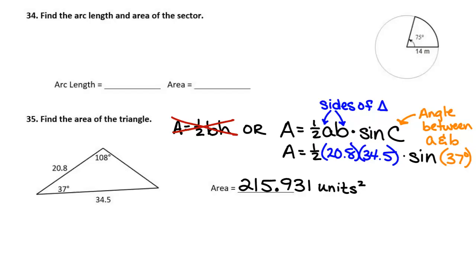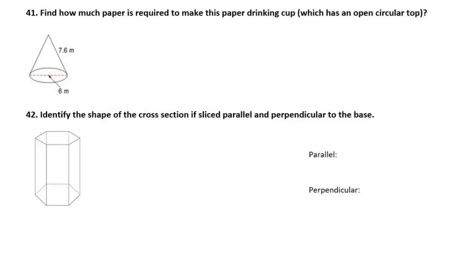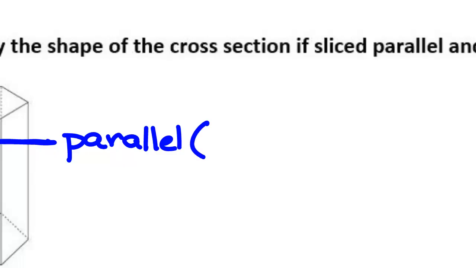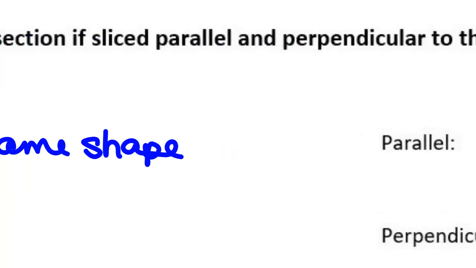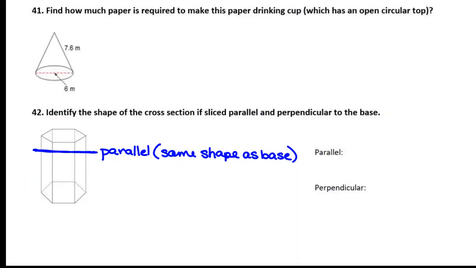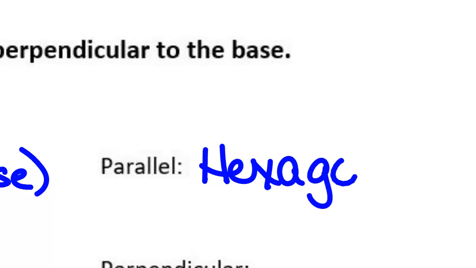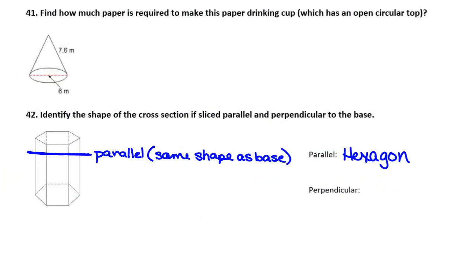42? Absolutely, we can go and do number 42. Identify the shape of the cross section if sliced parallel and perpendicular to the base. So this would be a cross section that is parallel to the base. And if I cut it like that, it will be the same shape as the base. What shape is the base? A hexagon. So if we slice parallel to the base, we're going to get a hexagon.